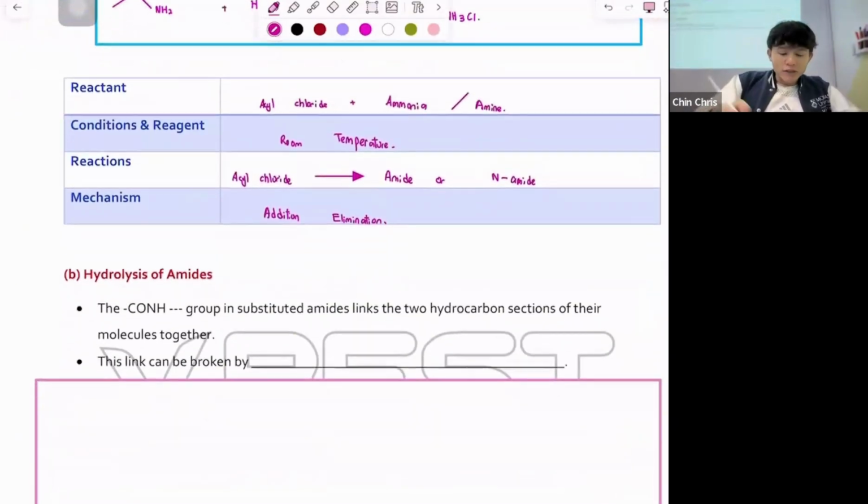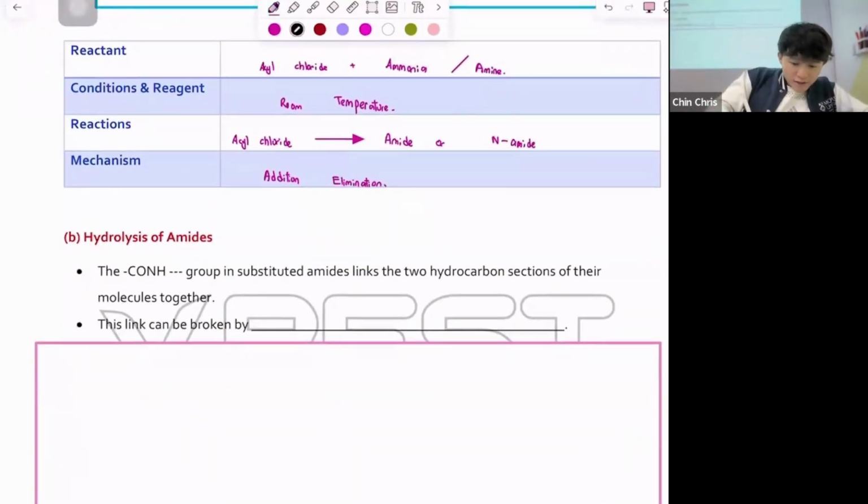Alright, guys, next, hydrolysis of amide. So, guys, what is hydrolysis of amide? It's just a breaking down of amide. The link can be broken down by either an acid or alkaline hydrolysis.